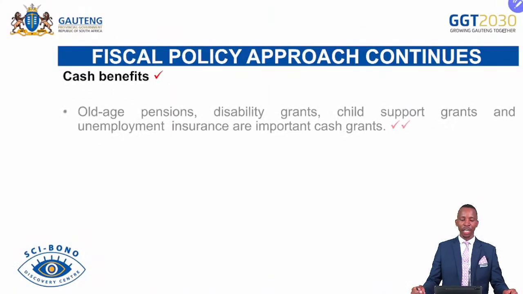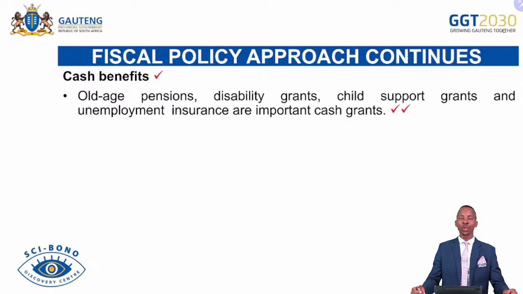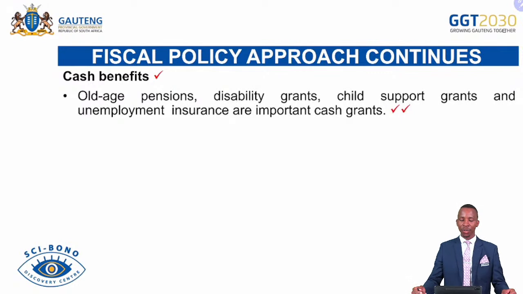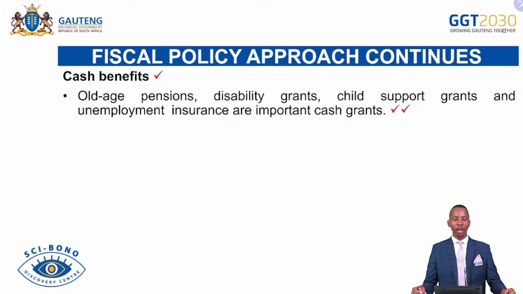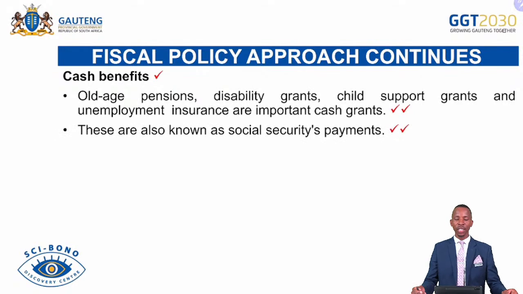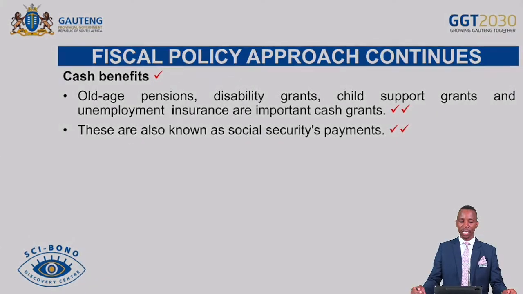We continue with cash benefits. In this case, we talk about all social allowances that are transferred by the government to reduce inequalities and also reduce poverty in society. It's all about old age pension, child support grant, care dependency, etc. We can count all grants given by the government in the economy to reduce inequalities and poverty. These are also known as social security payments given by the state.